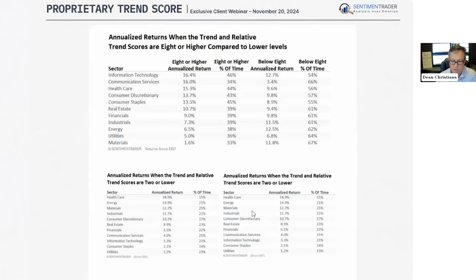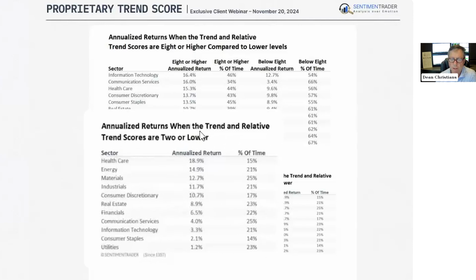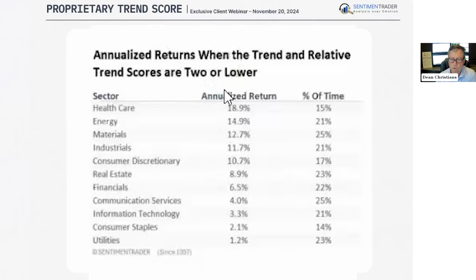Down here, this is a repeat table, but what I did was I looked at times when the trend and relative trend score are 2 or less, according to the sectors, and then calculated the annualized return for those. Well, what you see here is almost the complete opposite. You see stuff like energy, materials, industrials with high annualized returns. And then down here, you see the growth stocks, communications, technology, with low annualized returns.